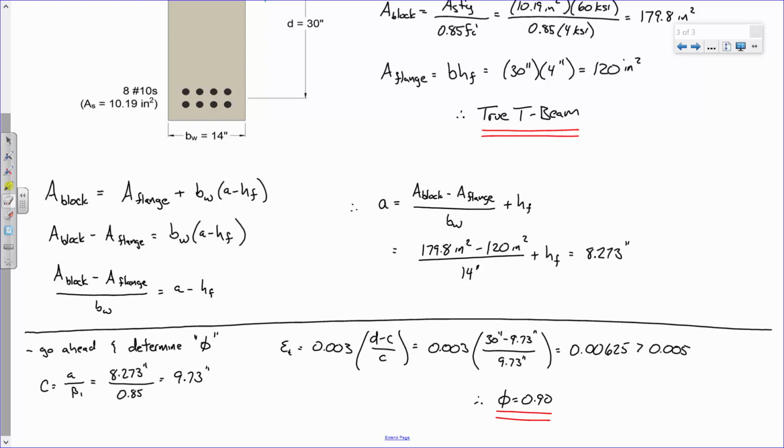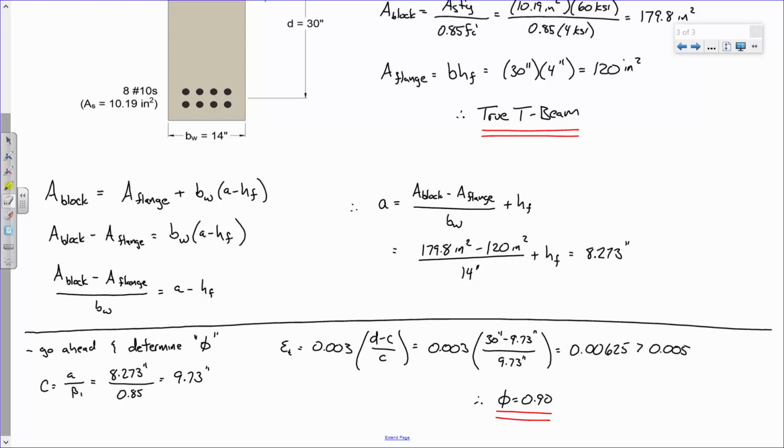But what about Mn? Mn is not going to be the same. We can't use As fy times d minus a over 2, because that computation assumed that the stress block was a rectangle. It's not. It's a big T shape. So I want you to bear with me. I'm going to do a little bit of artwork up here on the slide, and I think you'll see where this is coming from. Give me a little bit, and you'll see what's going on.